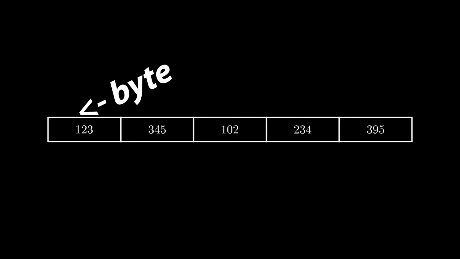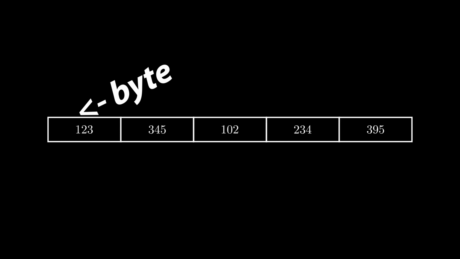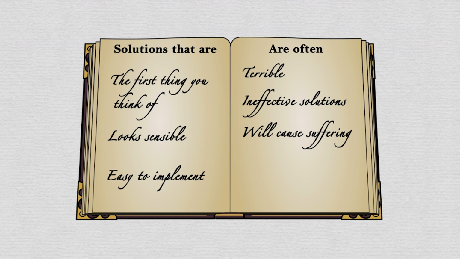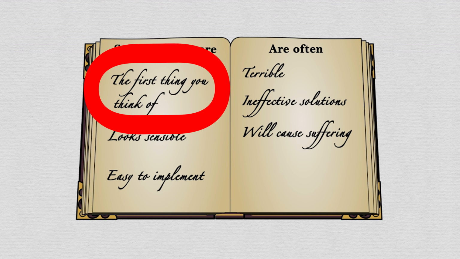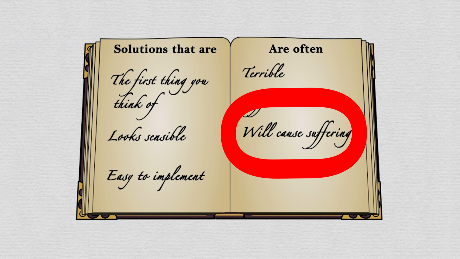When you have bytes, about which I talked a lot in my previous 3 videos, then you need a system for storing multiple bytes. And so you do the simplest thing and you just stack them next to each other. Pretty reasonable. And believe it or not, this is not a reference to CGP Grey's rules of the universe, which basically say that the solutions that are the first thing you think of, look sensible and are easy to implement, are often terrible, ineffective solutions which will cause suffering, because this is actually how modern day computers work. That is obviously in RAM, but bytes are just stuck next to each other.